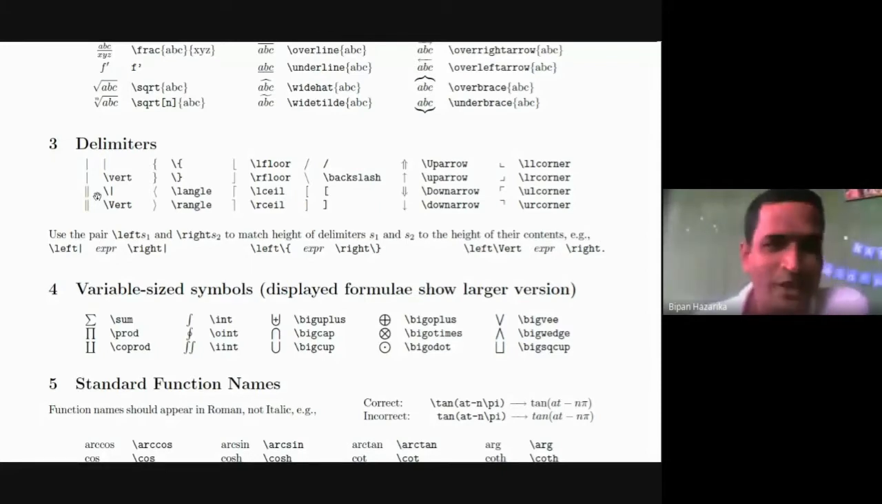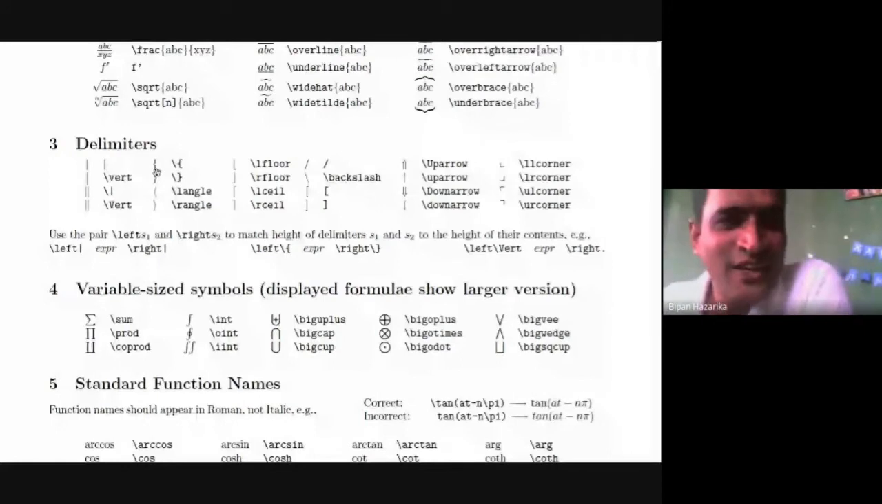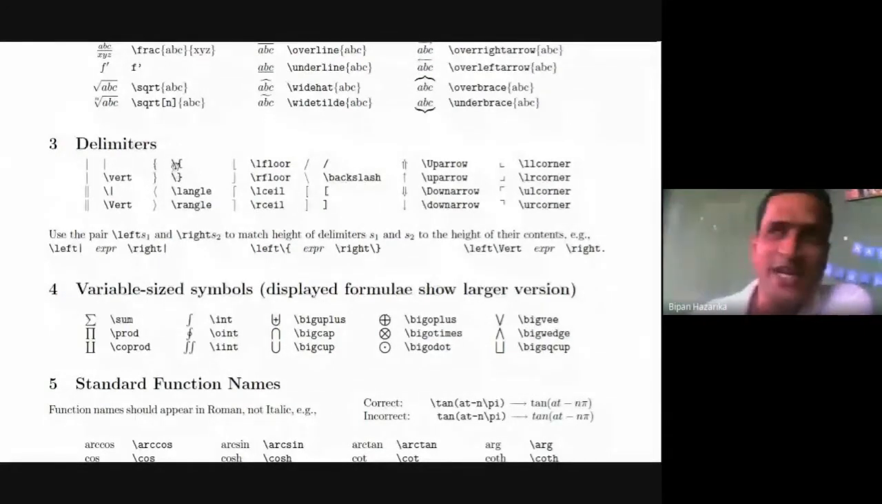Then L angle, that means left angle, we write L angle. Right angle, R angle, we get this. Now the curly bracket is very difficult. If you write only the curly bracket, you cannot run it in your text file. So you put slash curly bracket, then you get this bracket. Then there are floor symbols and ceiling symbols, the upper arrow and the down arrow. So these are the different delimiters.